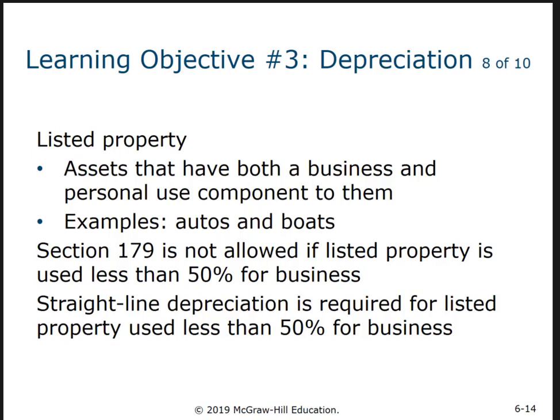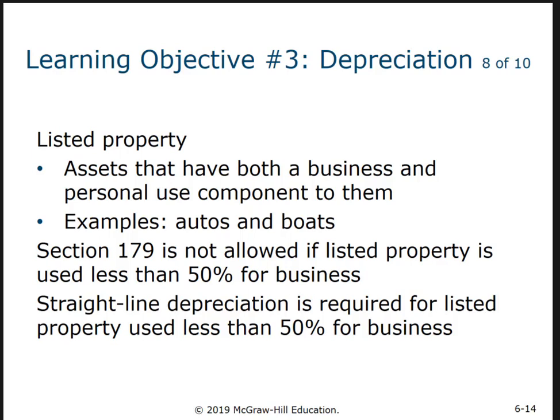Now, there are some special assets that the IRS thinks you're going to be more likely to abuse and depreciate when you shouldn't. Remember, you can only depreciate it for the business use. These are things that have both business and personal use, or could have both. Now, you can have an asset and use half for business, half personal, and you're only going to depreciate the half that's used for business. That's all good and fine.